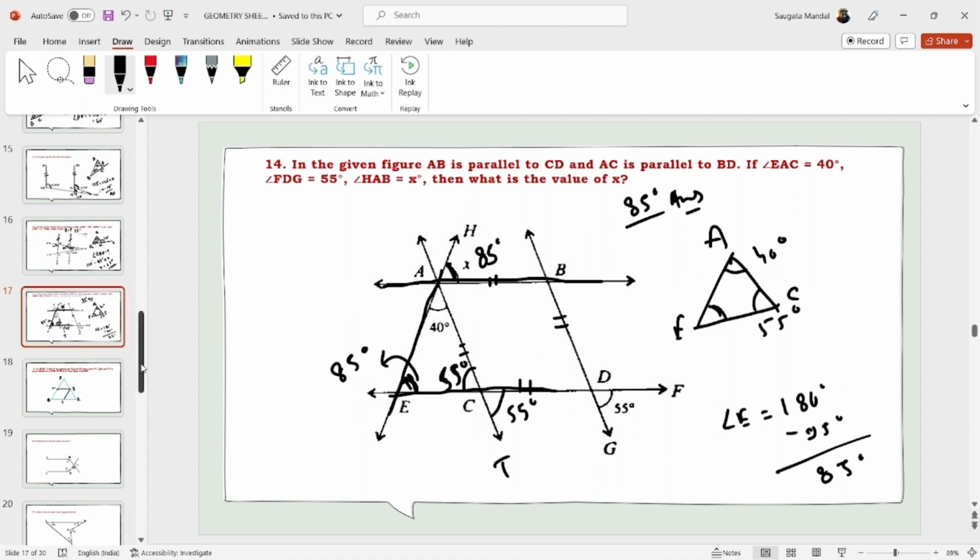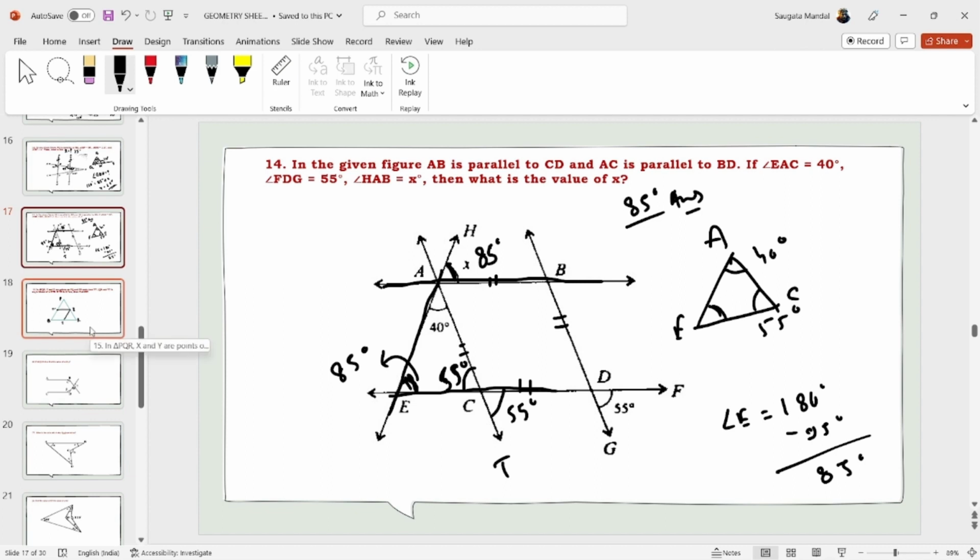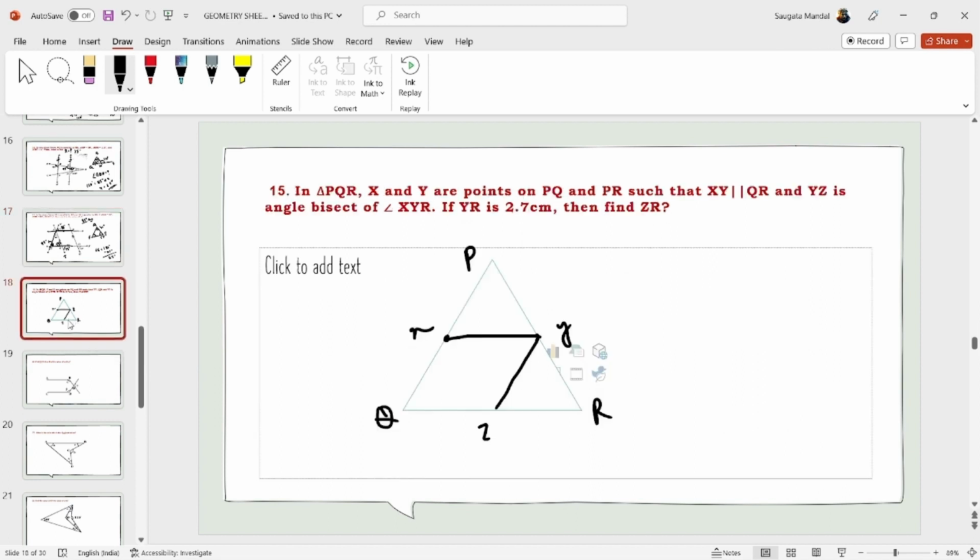Can you get the concept of corresponding angles and alternate angles? I think it is clear to all. Next, move to the next question. Question number 15.